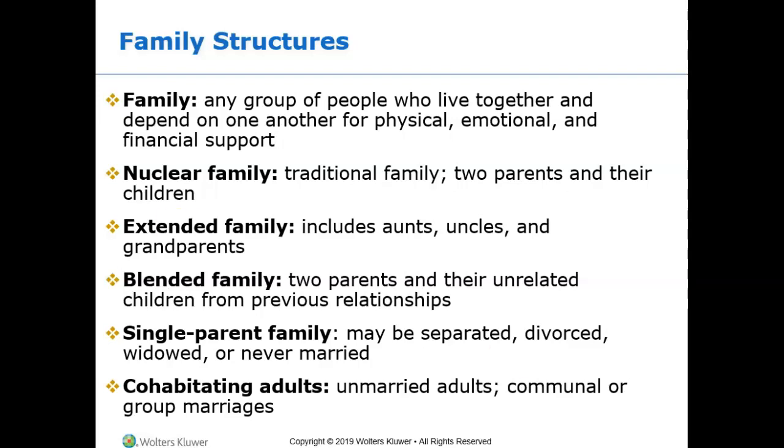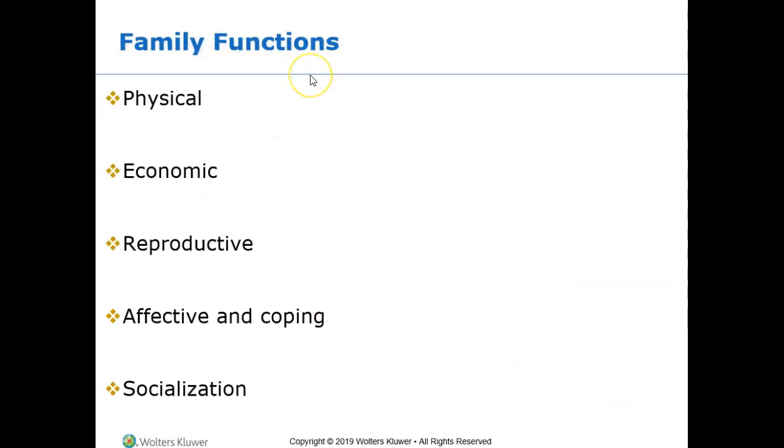And then we have cohabitating adults, which is just any adults that choose to live together in whatever way they are living together, but they consider themselves family. Sometimes families can just be a single person living with their pet, and their pet is their family.